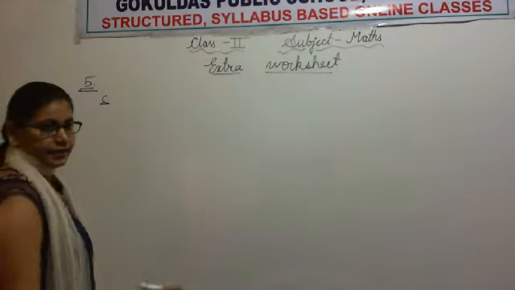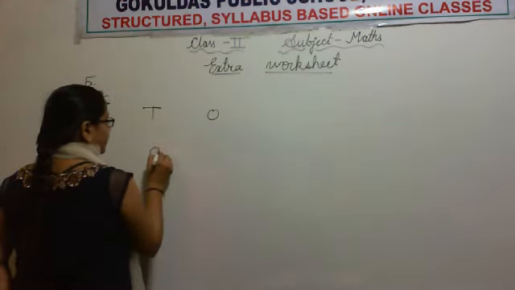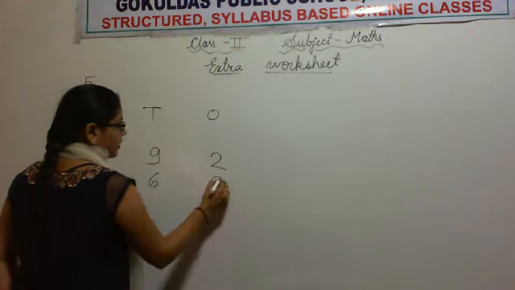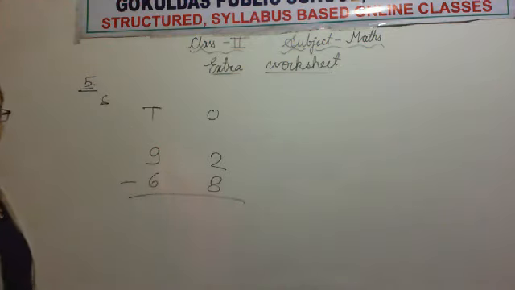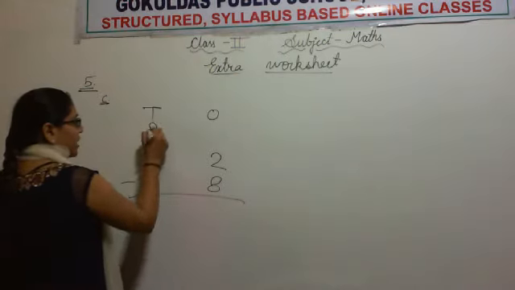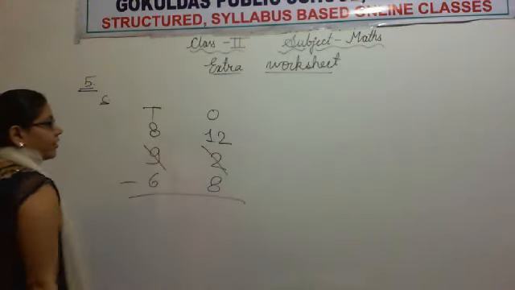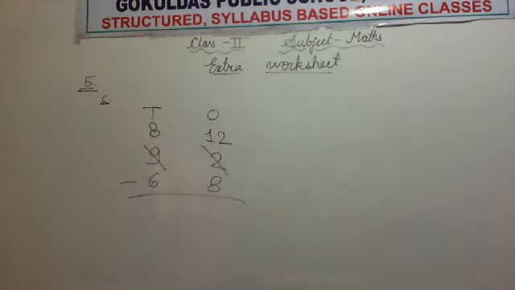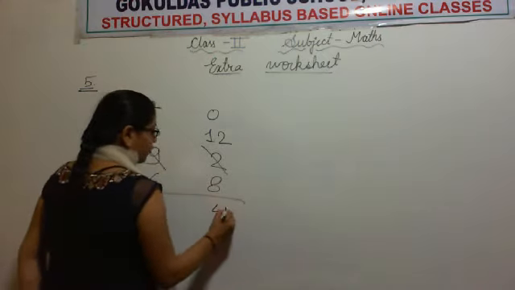92 minus 68. See, again we cannot remove 8 from 2. We just did this 2 minus 8. So this 9 will become 8 and this 2 will become 12. Now all of you subtract 8 from 12 and tell me how many left. Very good, 4. So we will write the number 4.